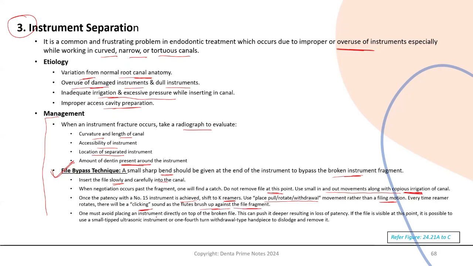One must avoid placing an instrument directly on top of the broken file. This can push it deeper, resulting in loss of patency. If the file is visible at this point, it is possible to use a small tipped ultrasonic instrument or a 1/4 turn withdrawal type of handpiece to dislodge and remove it.